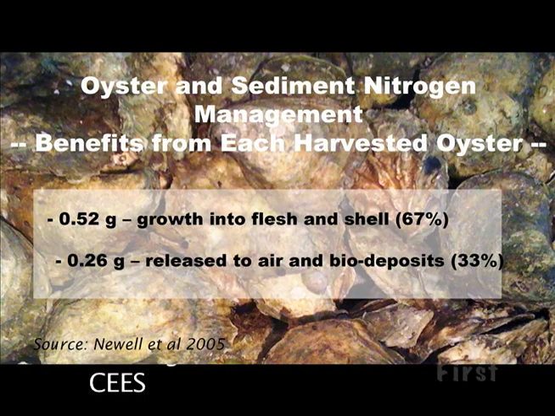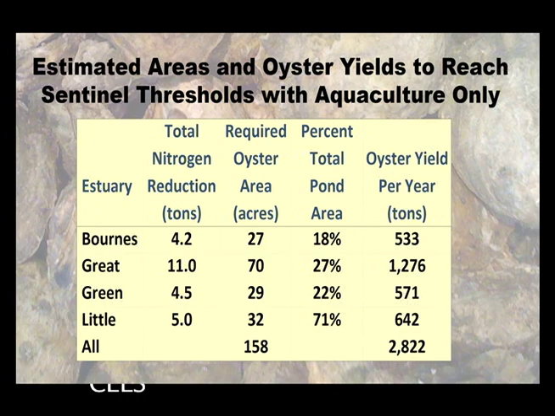Now, what can each oyster do? Each oyster can basically take up about 0.8 grams of nitrogen during its lifetime to a harvest size of about 3 inches. And it takes about 1.25 million oysters to consume a ton of nitrogen in the form of phytoplankton. So if we look at the ponds, we can see that each pond can be basically tailored. And this is for 100% just aquaculture.